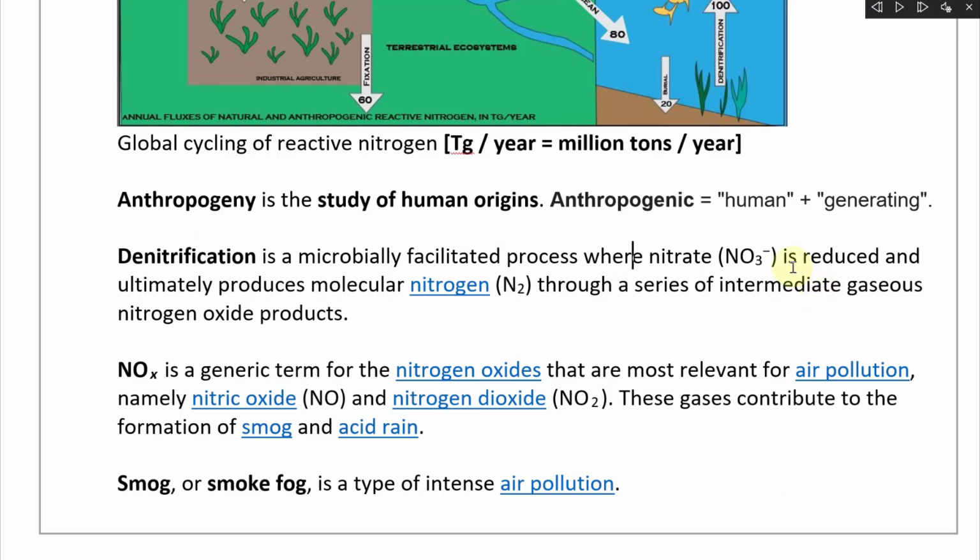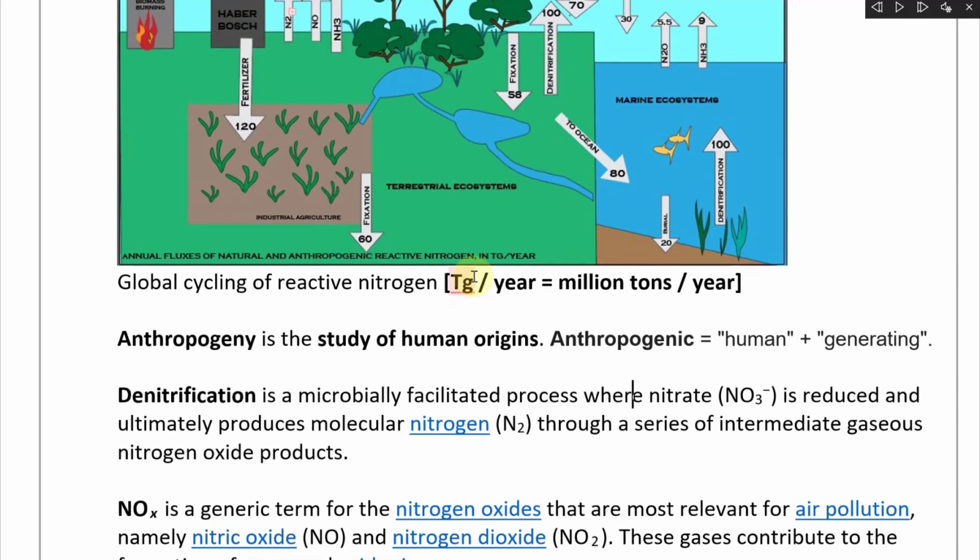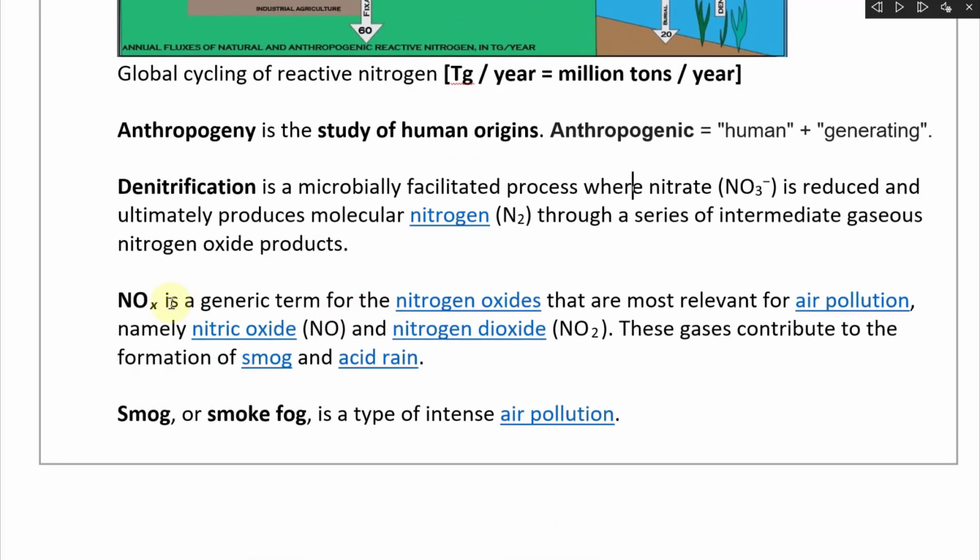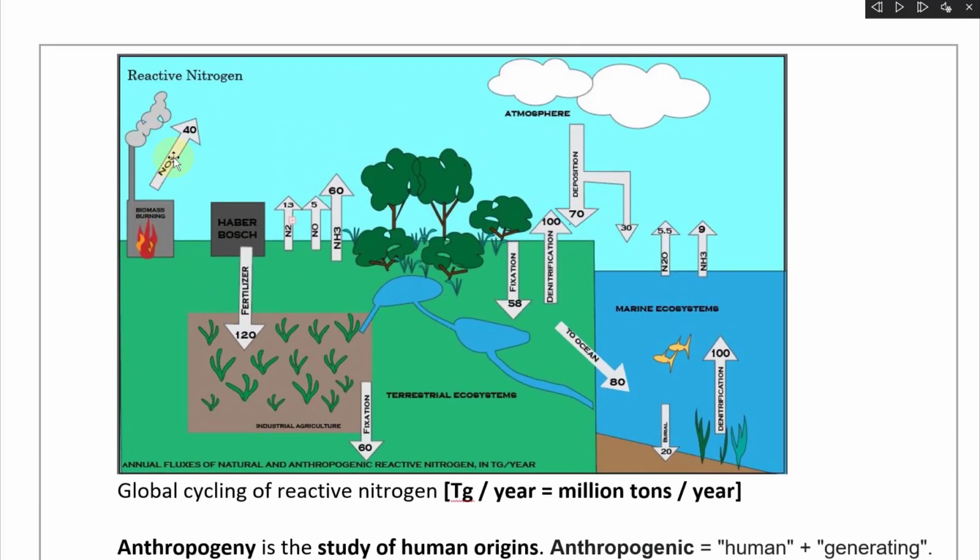It's reduced, and a reduction is a gain of electrons. The gain of electrons lowers its oxidation state. So yes, very interesting here. Now let's continue further. So NOx, we'll get to reactive nitrogen and so on. NOx right here is a term right there.